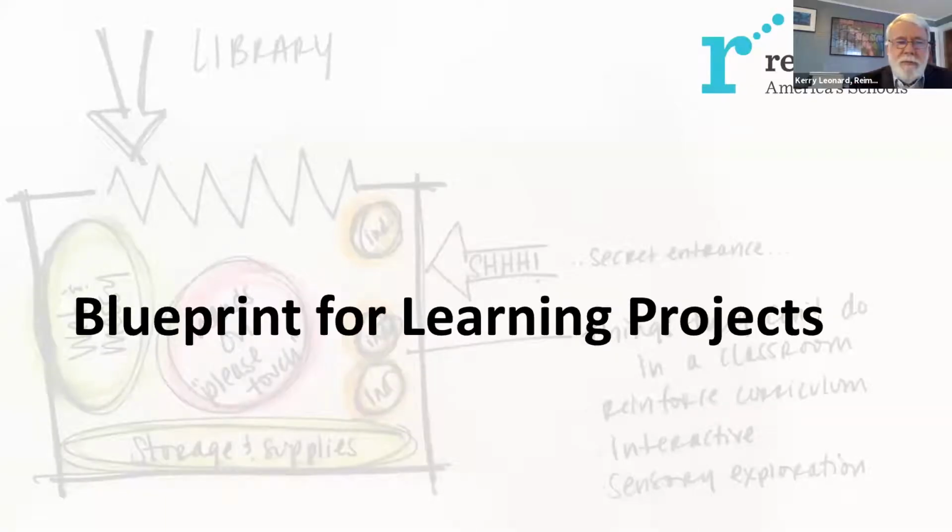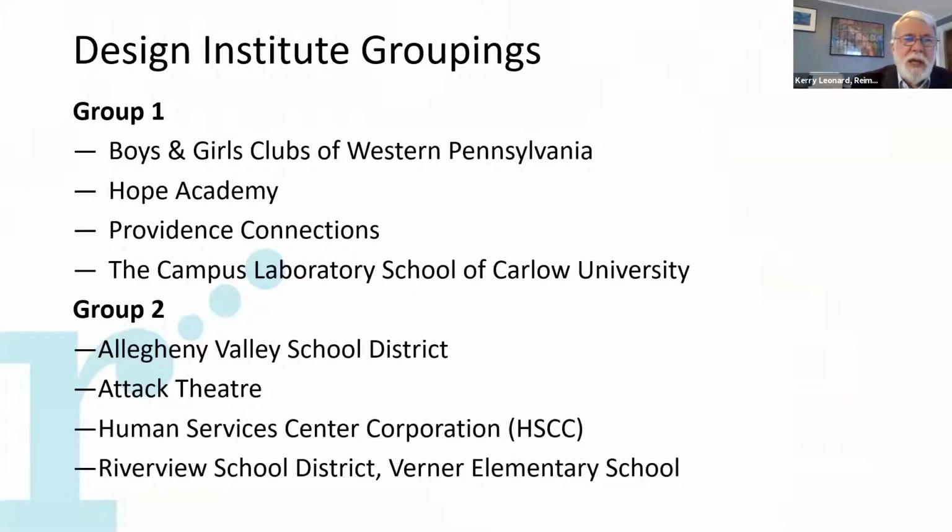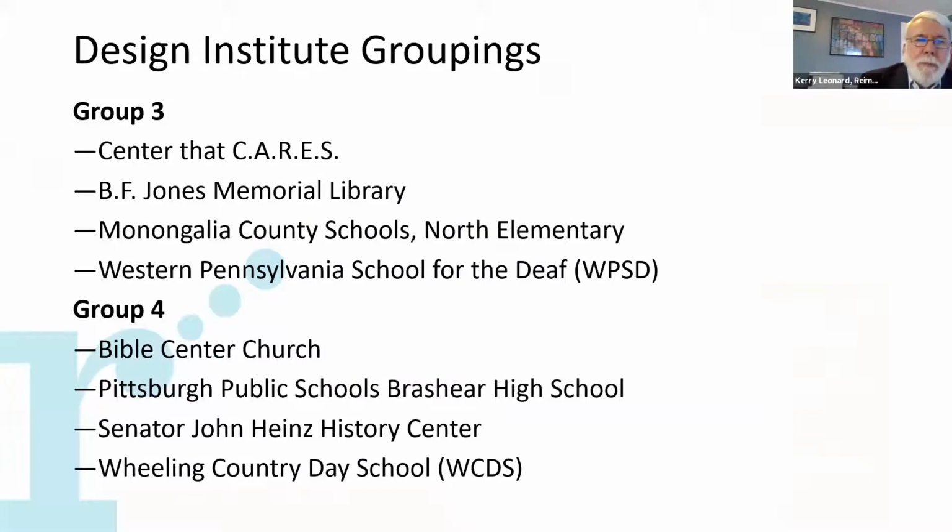So we're going to look very quickly at the list of 16 projects. I think you can see the wide variety of groups: boys and girls clubs, social service organizations, school districts, libraries, and a school for the deaf. This really presented a wide array of projects to work with. We grouped them into 4 groups of 4 projects each, and the idea was that the different project teams would work together collaboratively on each other's projects.